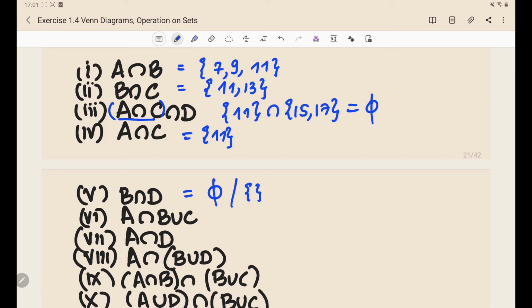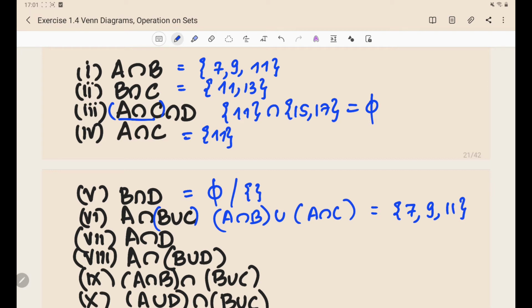Next, A intersection (B union C). This is actually the same as, you can put brackets and write (A intersection B) union (A intersection C). You can see that {7, 9, 11} union with, that is what? {7, 9, 11} itself. You can use all the properties which you have used. I have used one of the properties here, the distributive property: A intersection (B union C) is (A intersection B) union (A intersection C). Now what is A intersection D? Again, there are no common elements between the sets A and D. The answer is ∅ or the empty set.